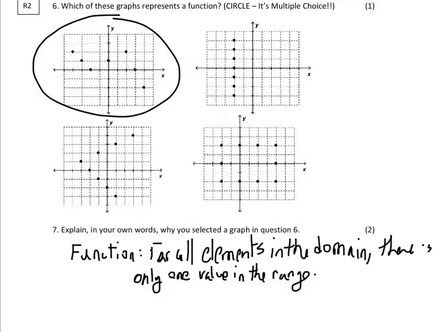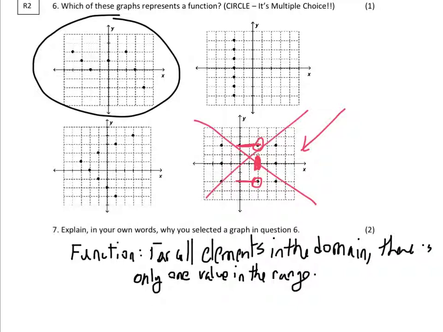For example, in this graph here in the bottom right, for this value of x, I actually have two values of y given by these 2 points. So for that value of x, I have 2 elements in the range, not only one, and so that's why this one fails to be a function.